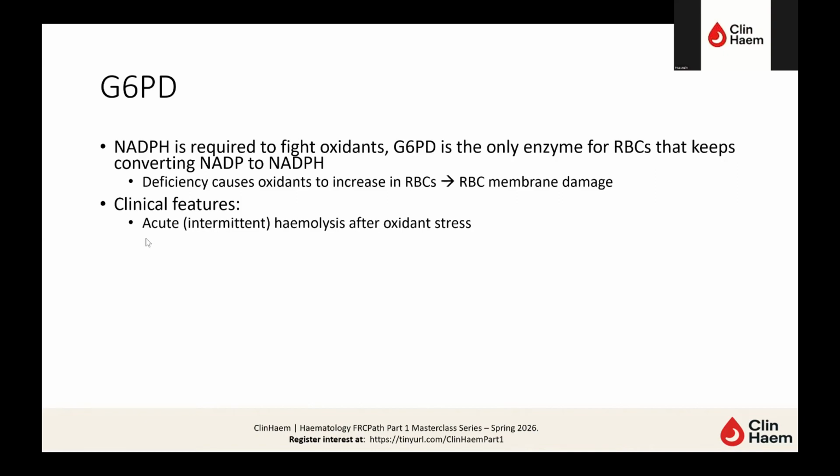Usually you get acute intermittent hemolysis after oxidant stress, but neonatal jaundice can be seen. Of course, neonatal jaundice can be seen in the early period, and it's not necessarily from hemolysis, but the G6PD is just lacking in liver cells as well. That's probably why.